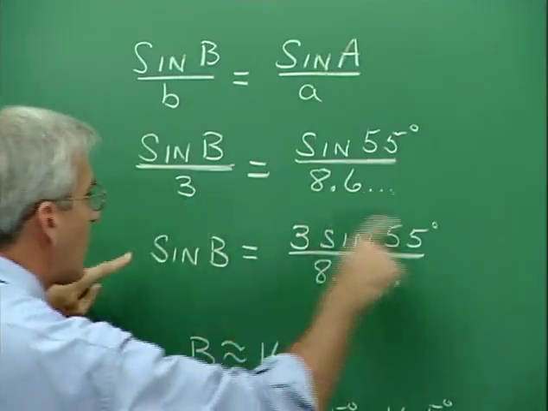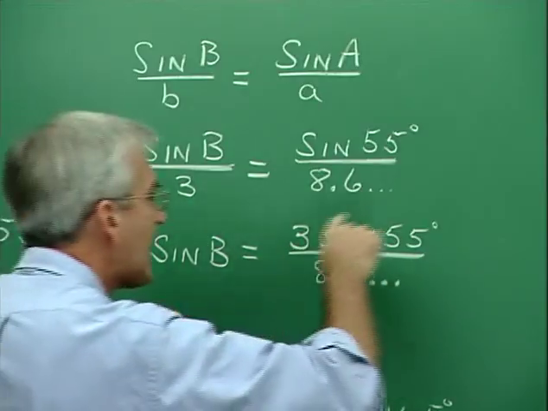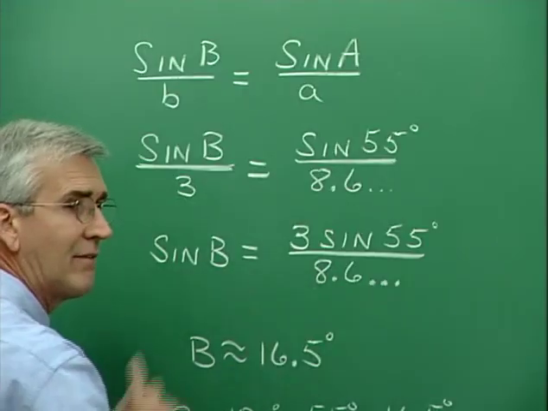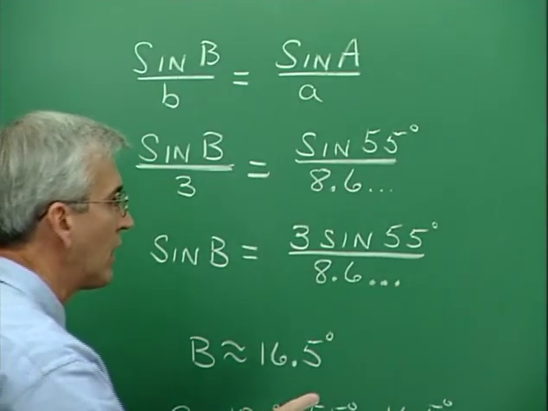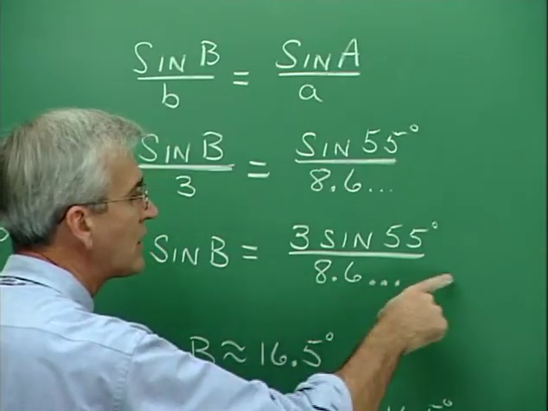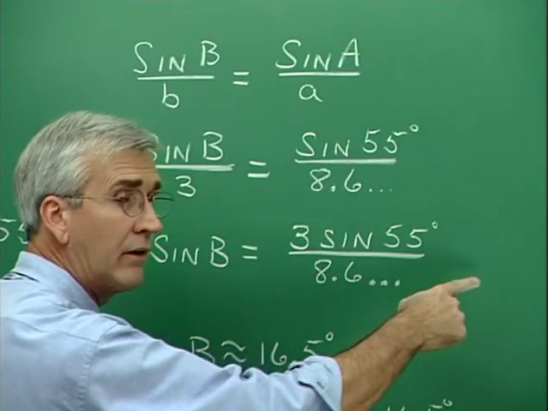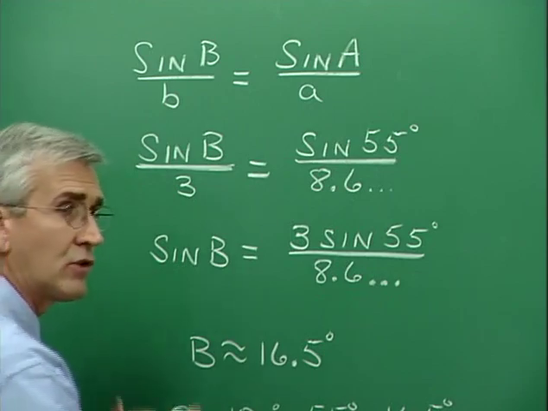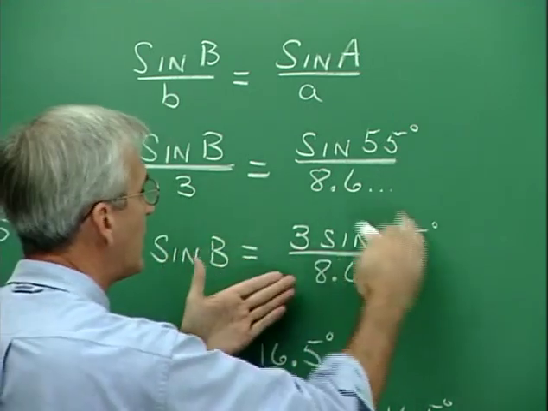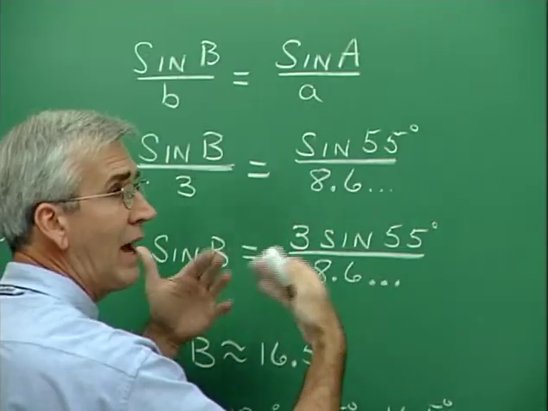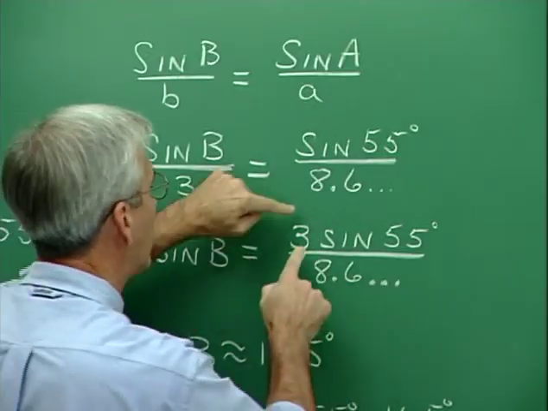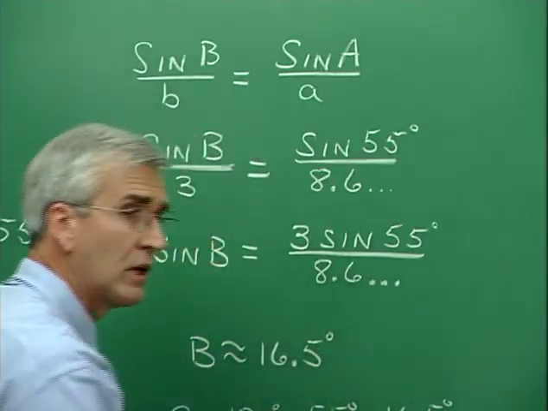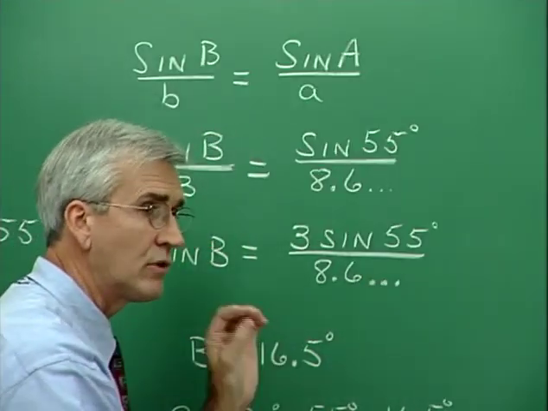Multiplying on both sides by 3, we have this fraction. Now, we want to evaluate this fraction and take the inverse sine of that value. Now, here's what you want to do. If you have the long decimal already on the calculator from the previous calculation, then rather than start over on your calculator and say 3 times sine 55 divided by this number and have to re-enter this, just press the reciprocal button.